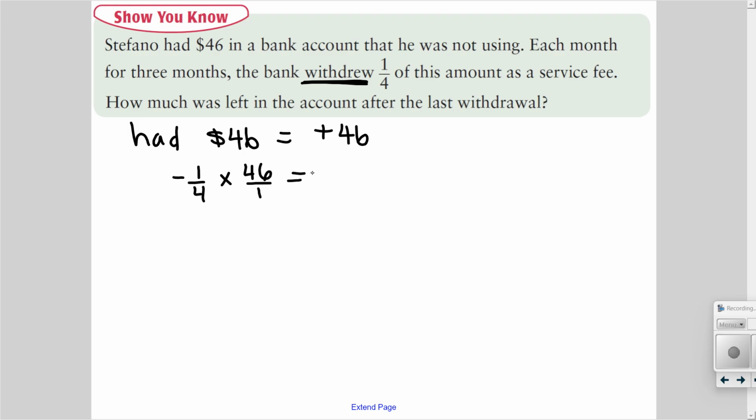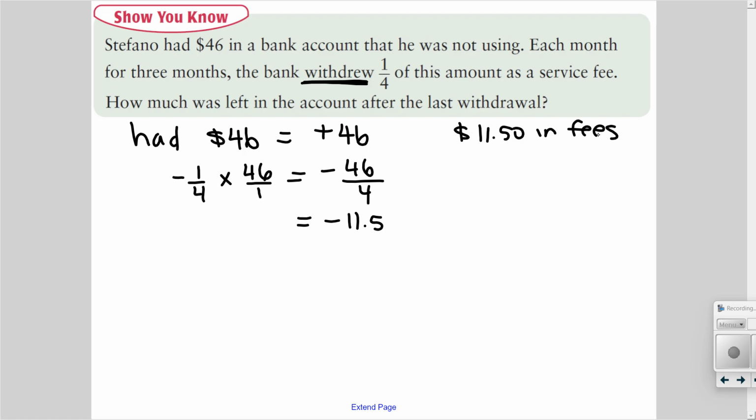Let's place that over 1. So signs don't match. So I know that my answer is going to be negative. So negative, and then I do 1 times 46 over 4 times 1. Okay, the result is negative, and I know 46 divided by 4, I can do that on my calculator, is 11.5. So that means that each month he pays $11.50 in service fees. Okay, now he's paying that, so it's negative.